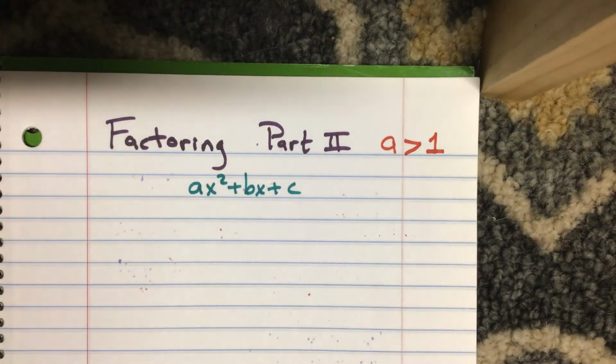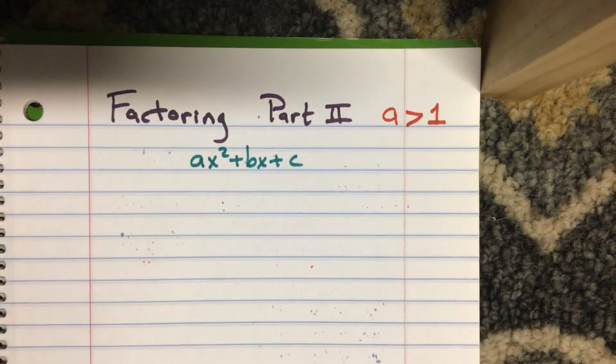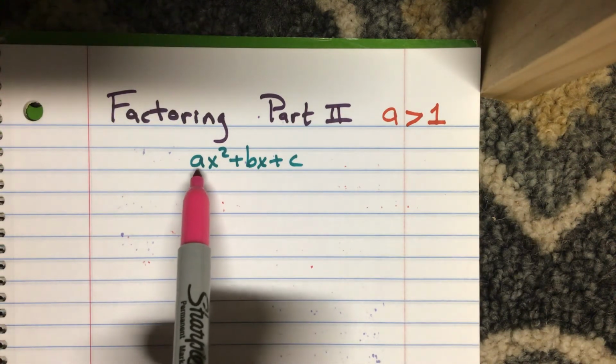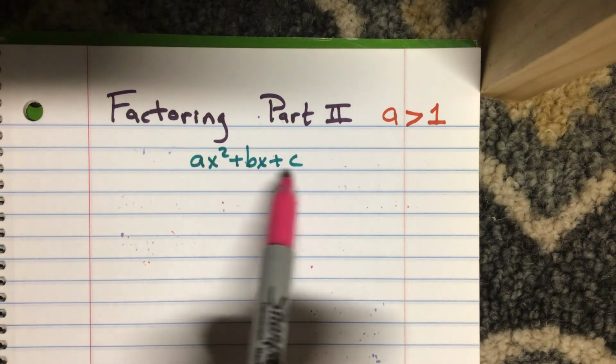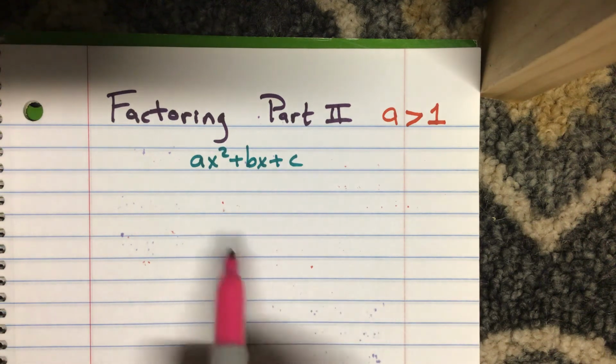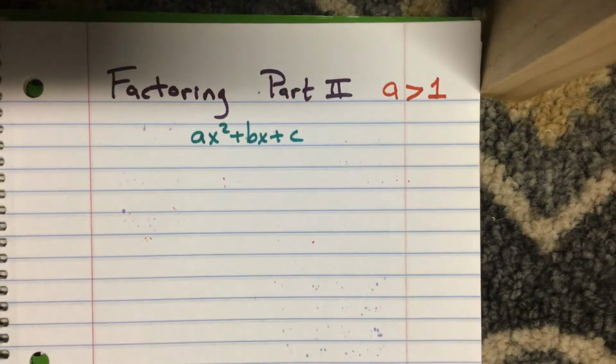Okay, so factoring part 2, a is greater than 1. In these examples, the polynomials have a leading coefficient that's greater than 1. So we read this as ax squared plus bx plus c. That's the general form of a polynomial. When a is greater than 1, this is a little bit trickier than the last video.